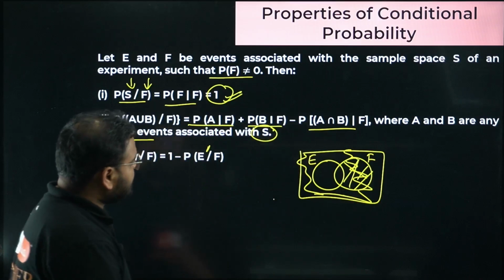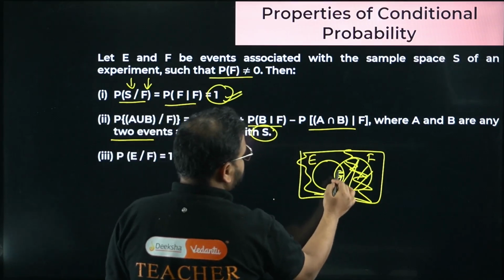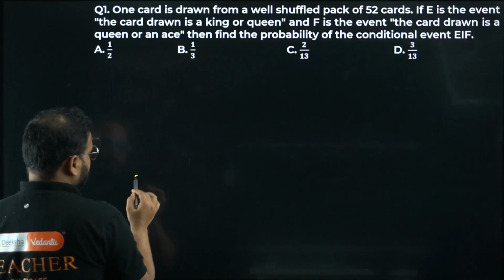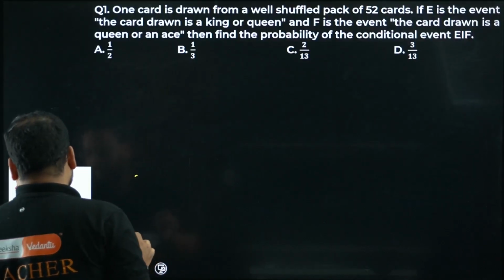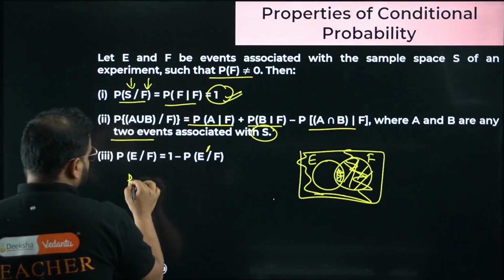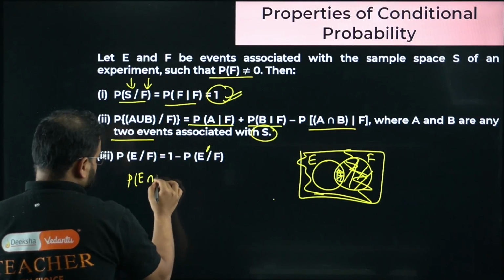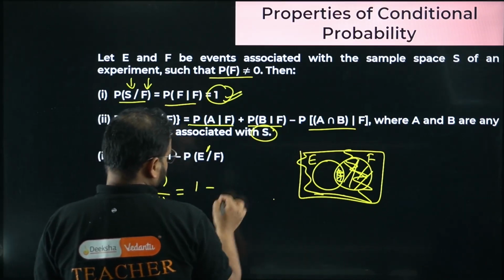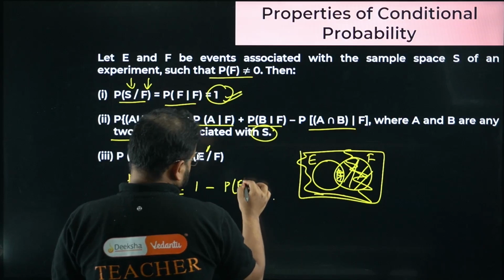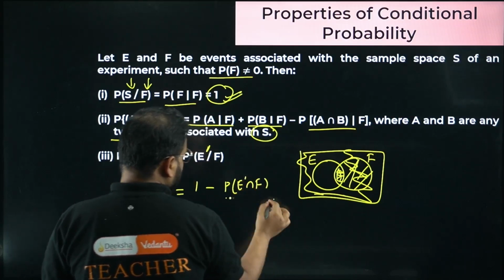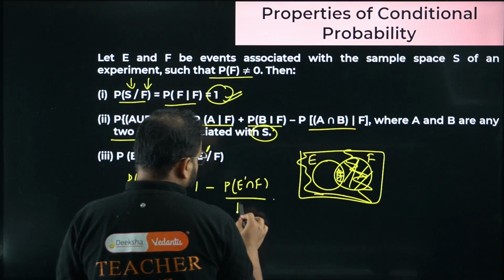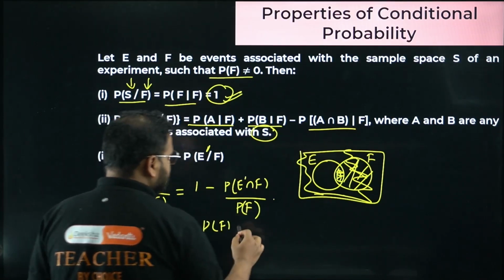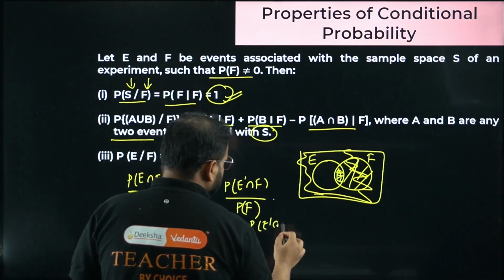So from there, if you subtract from 1, what are you going to get? This part, right? That's correct, no? This is true. Please check here. It will become P(E intersection F) upon P(F) equals 1 minus P(E' intersection F) upon P(F). Now if you take the LCM on this side, it will become P(F) minus P(E' intersection F) upon P(F).